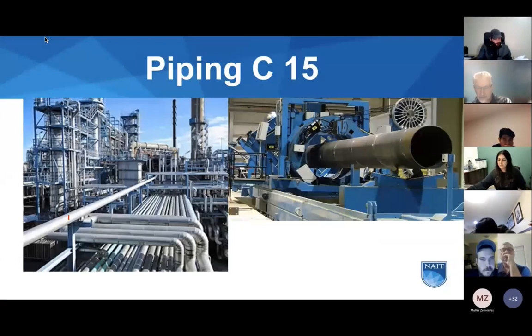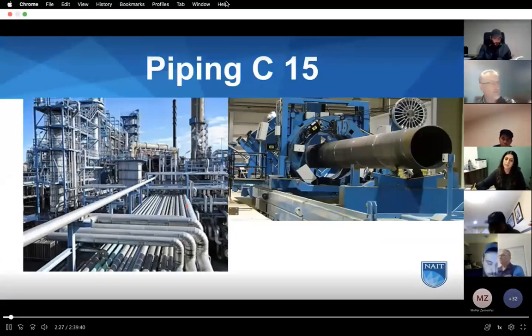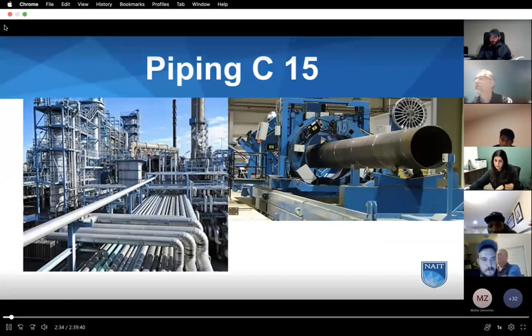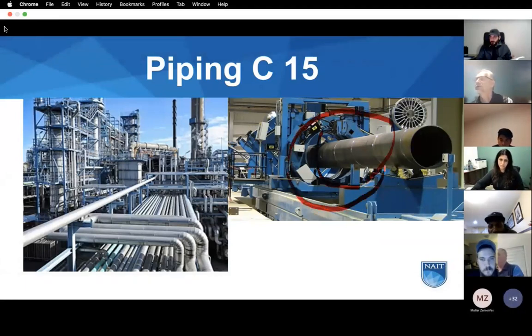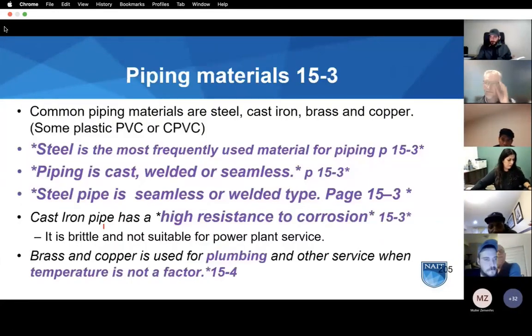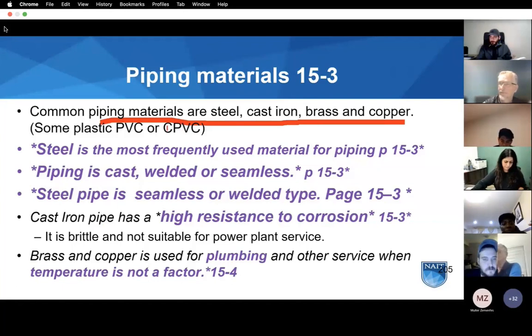Piping, chapter 15. So we have small pipes and big pipes. Most pipes are made from steel. There's 2 little memory bubbles on the side of that statement. Here's some pipe being manufactured. On the right and on the left, we have a typical factory out there with all kinds of piping. So common piping materials, things like steel, cast iron, brass, and copper. More and more, we have plastic type materials now.